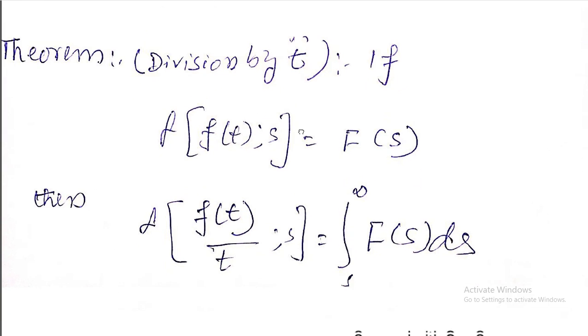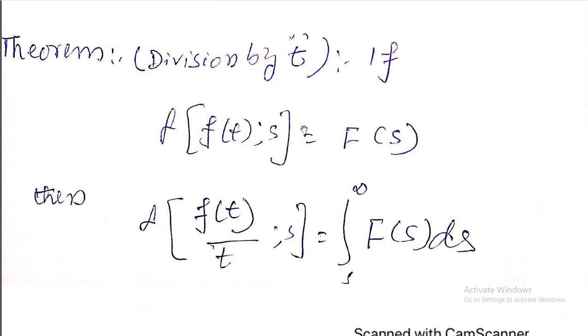Division by t. We have that when t is multiplied with a function, the Laplace transform is (minus 1) to the power n, d^n by ds^n of F of s, and we know this. Now the theorem states that if the Laplace of f of t is F of s, then when you apply this Laplace operator, f of t is changed from the t plane to the s plane, F of s.